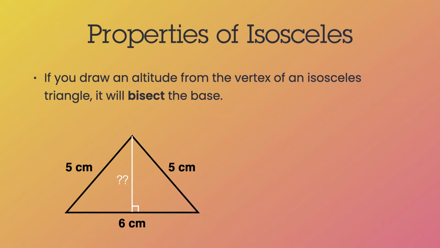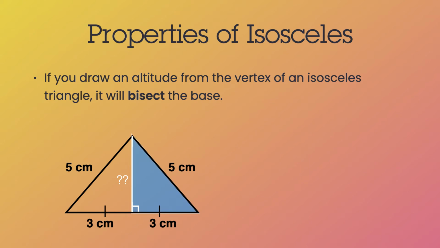If we draw this altitude from the vertex of an isosceles triangle, so that top one, it will bisect the base. So not only do we know that we have a height somewhere, but this altitude makes congruent pieces of the base. So then what we have is, instead of a 6 centimeter base, we have 2 3 centimeter bases. Now over here, this is a right triangle, because it was an altitude, we know it makes a right angle at the bottom.